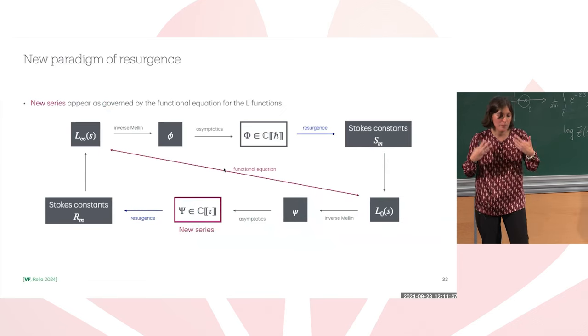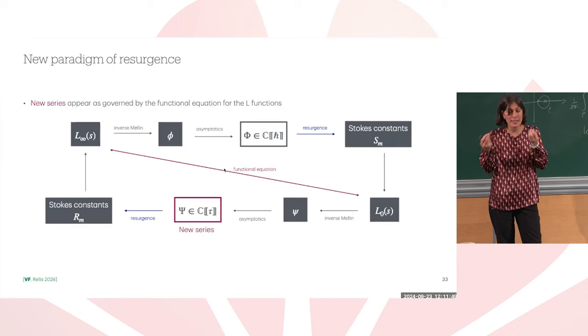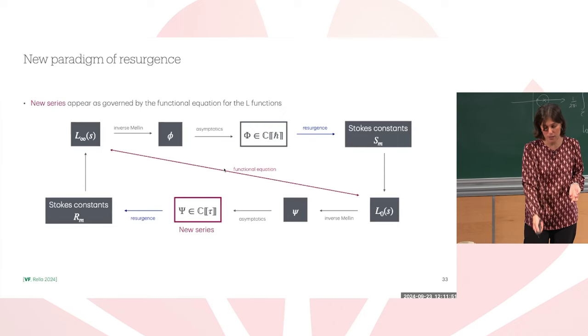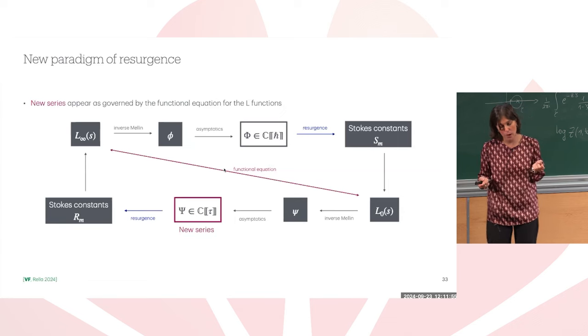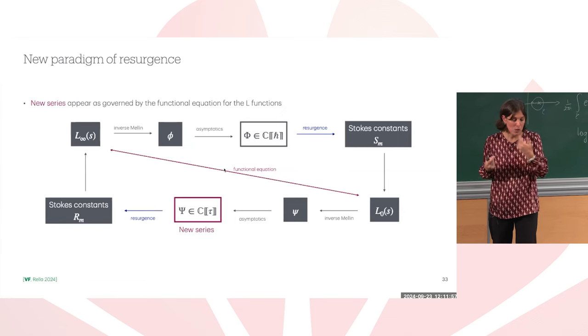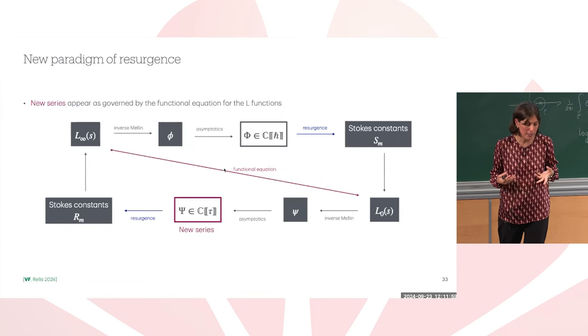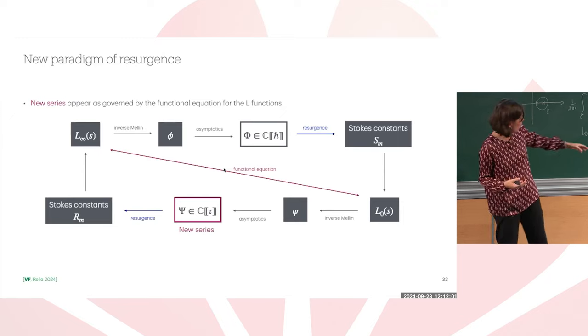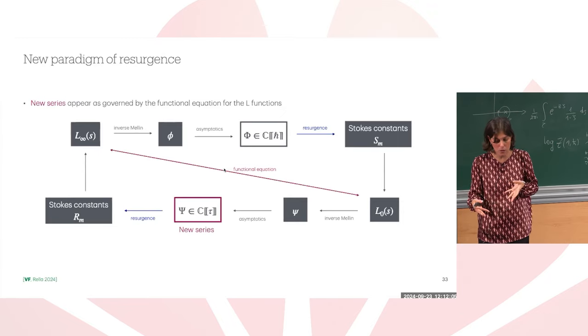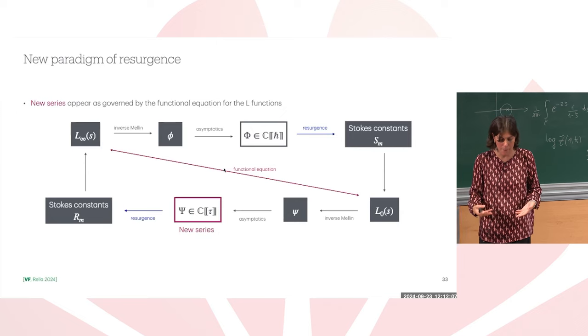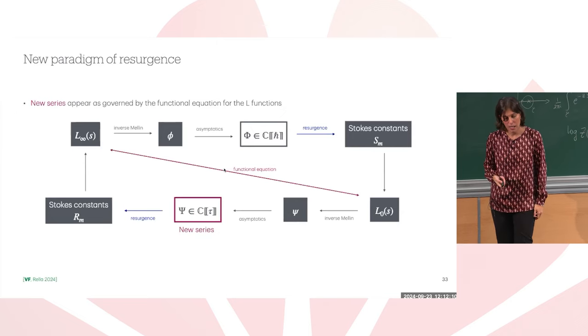And what is behind the fact that these two series know each other is really what is captured by the functional equation I was writing before that relates the two L functions. So this is how new information can be captured. In a sense, it's telling you that one limit knows about the other, and this was not really visible at the level of the Stokes constant, but you have to do this upgrade to the L function.